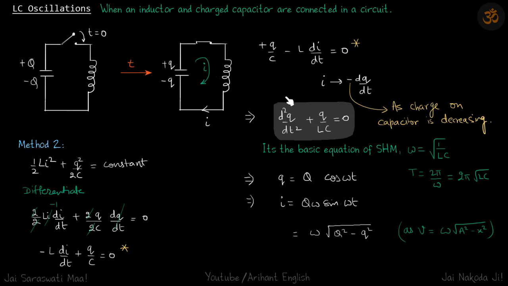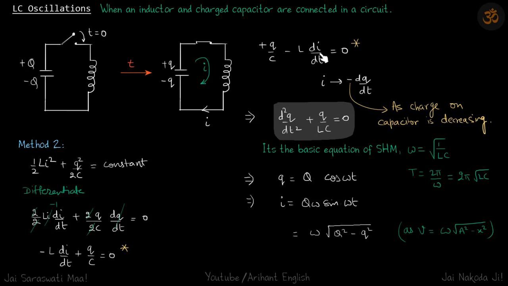Now the current I, I can write as minus dq by dt. So why the negative sign? Because dq by dt is actually negative as the charge is reducing, but I is a positive quantity because the current is flowing like this. So that's why I am writing I as minus dq by dt. As the charge on the capacitor is decreasing, that's why we put a minus sign.